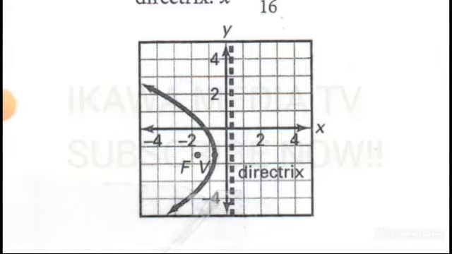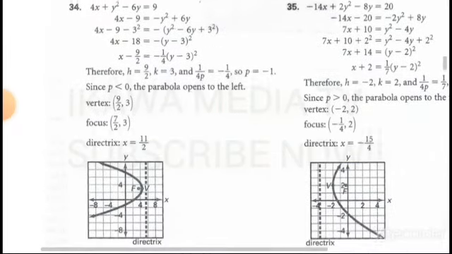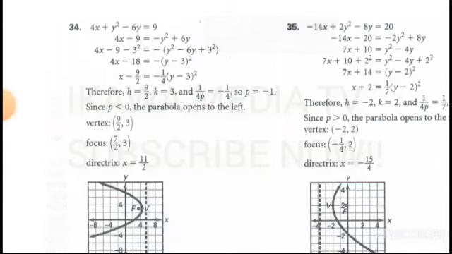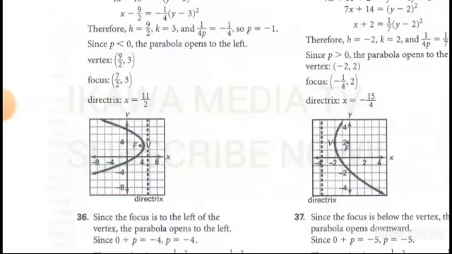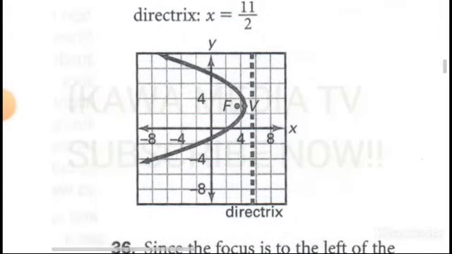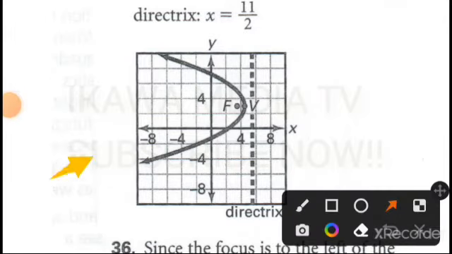This is the graph. Remember that we had question 34: 4x plus y squared minus 6y equals 9. We are still dealing with graphing and labeling the directrix, focus, and the vertex. The graph of question number 34 is this one. You can see that the parabola opens leftward and it has been translated.